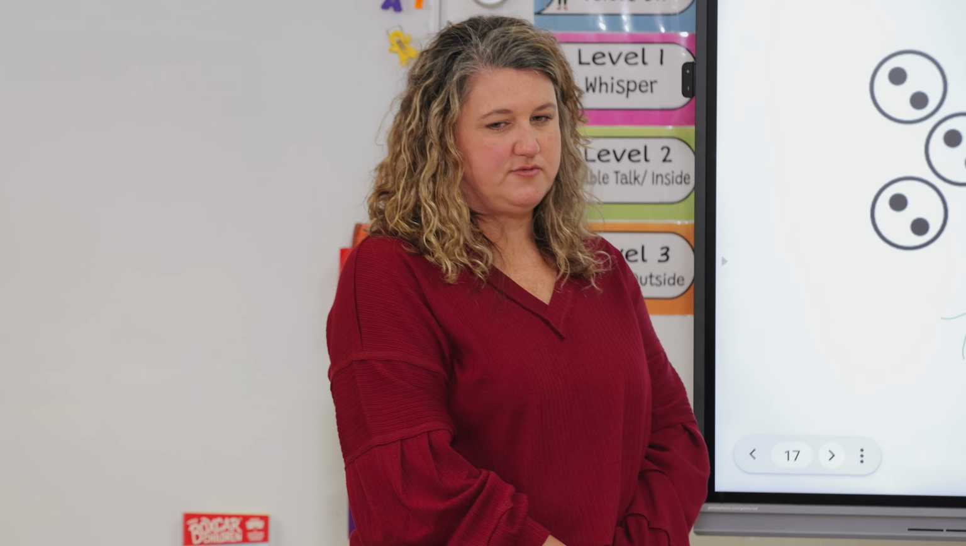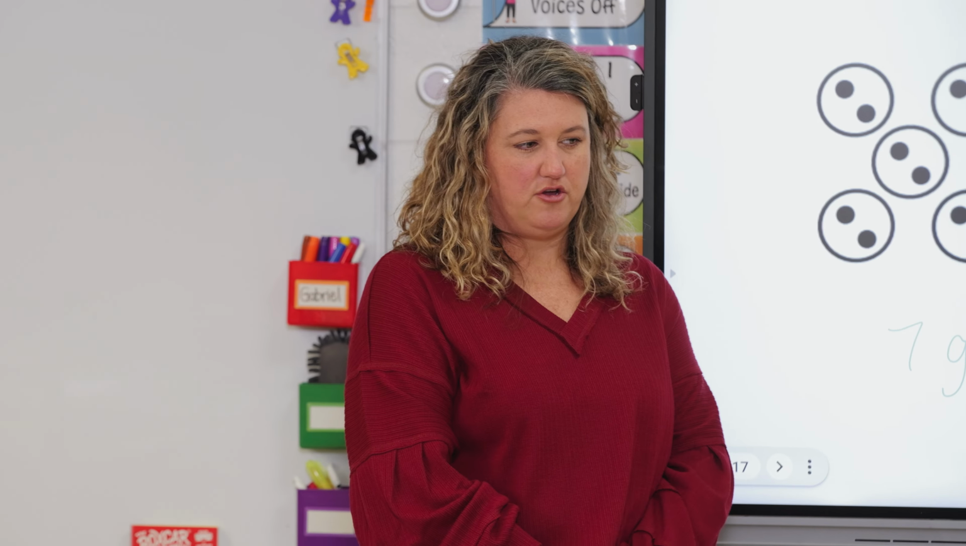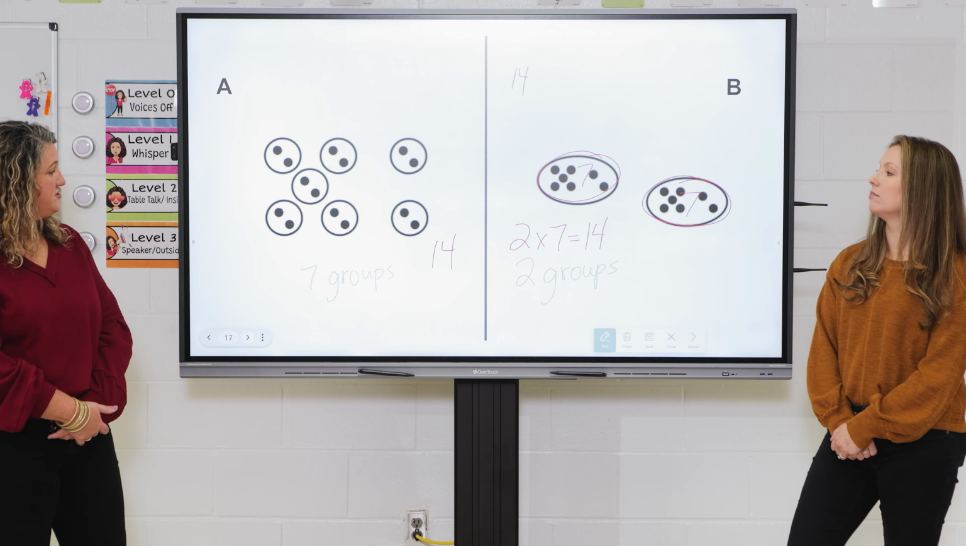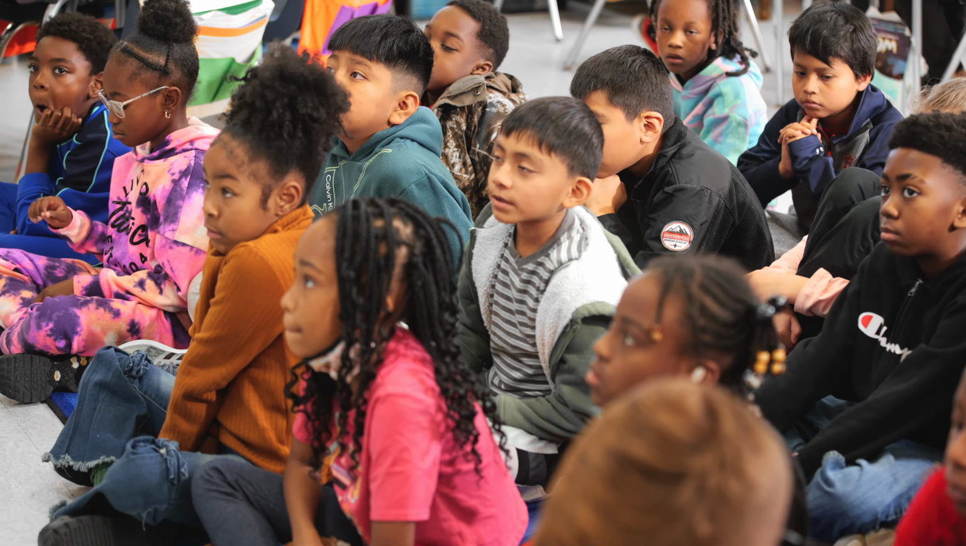and slide A had 7 groups. What about the dots? What do you notice about the dots inside the groups? On A, there's only 2 dots, and in B, there are 7. In slide A, there are 7 groups of 2 dots, and in slide B, there are 2 groups of 7 dots. Okay, so how does slide A help you with slide B? They both have the same product.